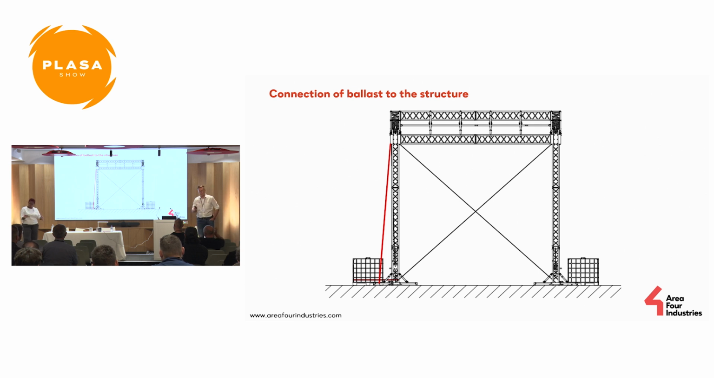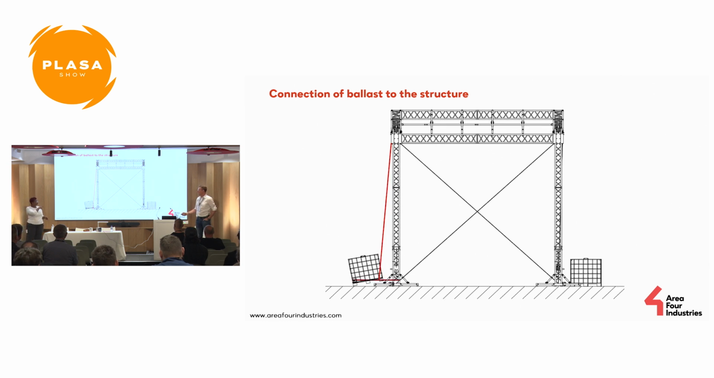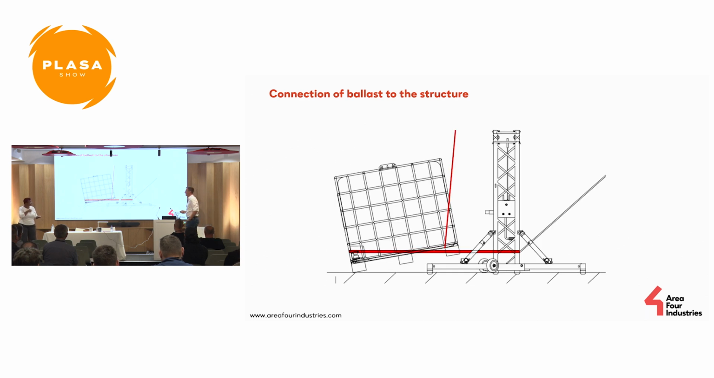Attach this vertical rope. When you do it like this, it's lifting only half of the ballast, because whatever weight you have, half of it is lifted and half of it is still standing on the ground.